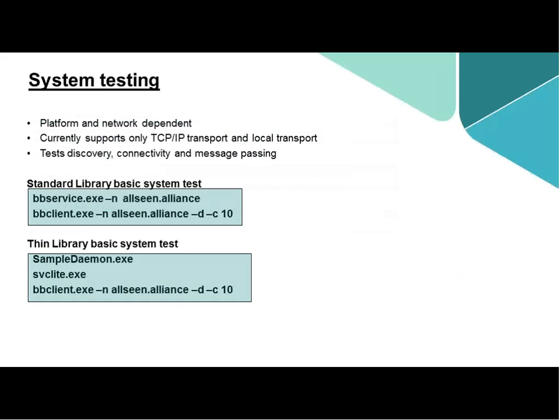Right now AllJoyn supports only the TCP IP transport and the local transport. So TCP IP transport means that the routing node can talk to the other routing node using the TCP IP mechanism, and local transport means that a leaf node can talk to the routing node via the local transport.